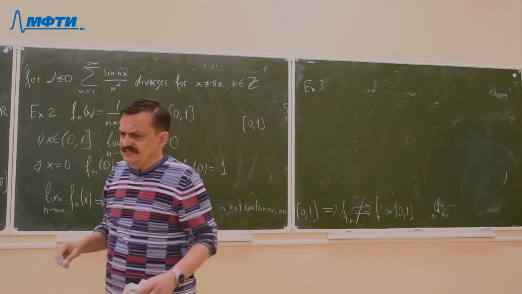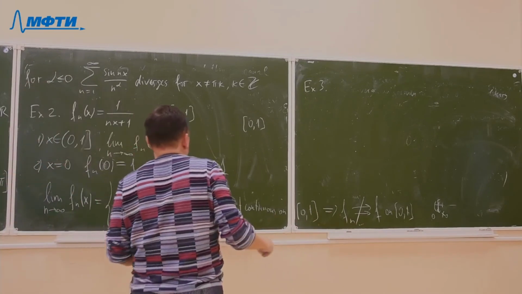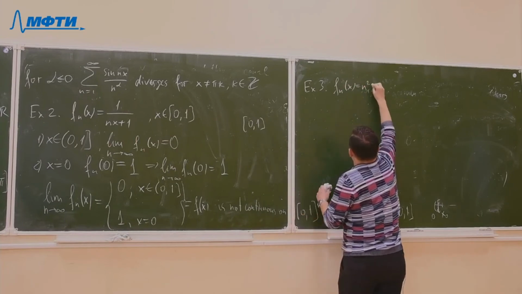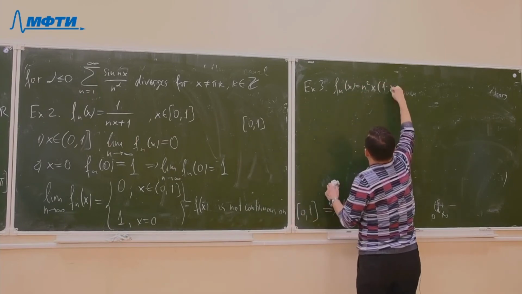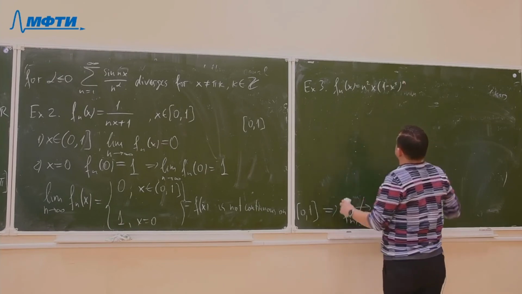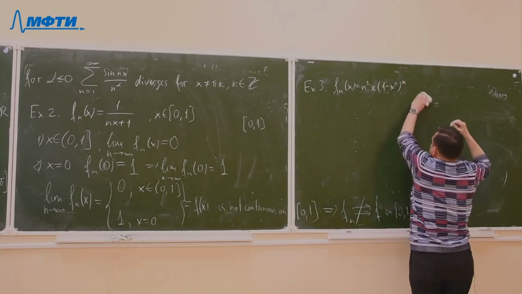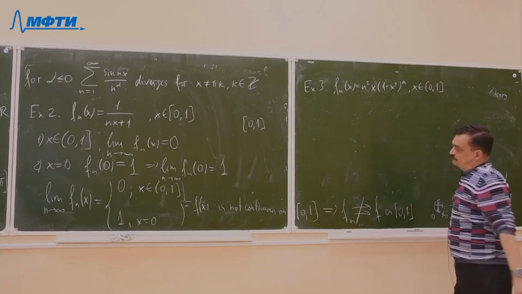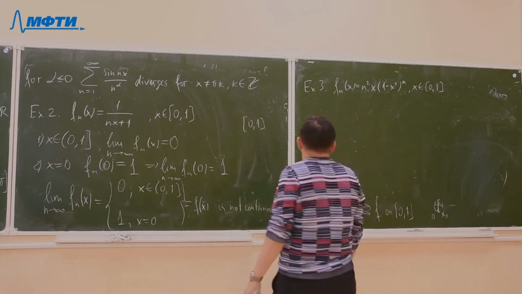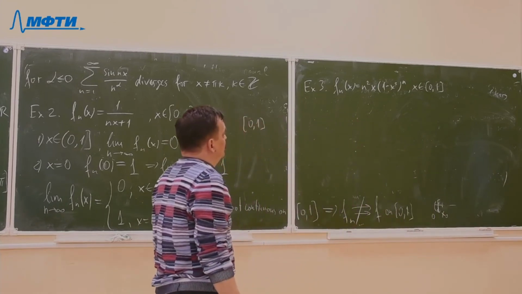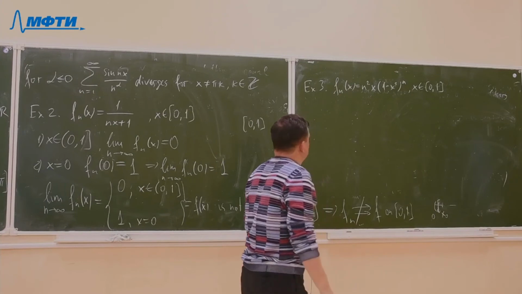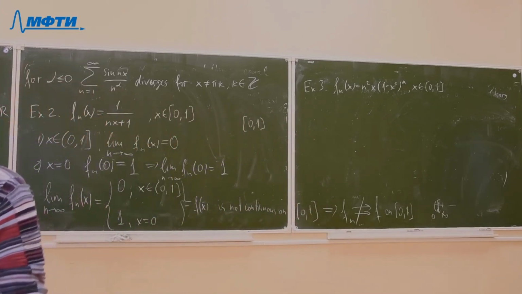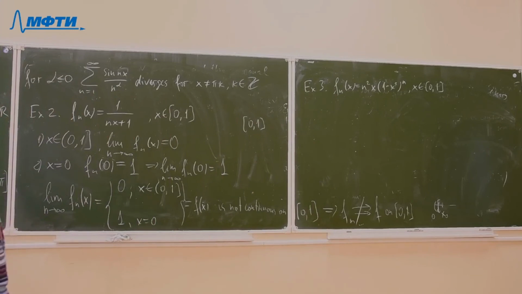And as a preparatory example, let us consider example 3: f_n of x equals n squared x times (1 minus x squared) to the power n, on [0, 1]. So, what I want to consider now is, okay, in fact, what about time, what I can do.